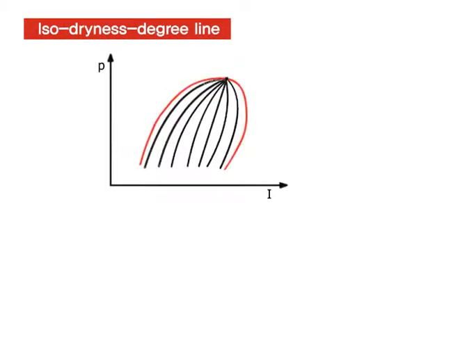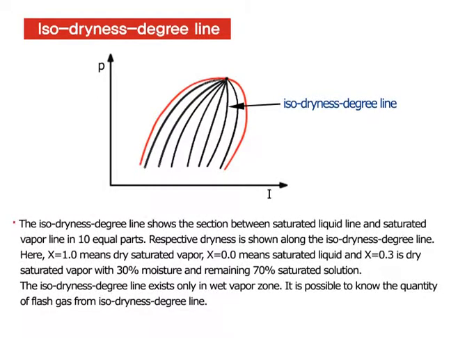Now I will explain about the iso-dryness degree line. The iso-dryness degree line shows the section between the saturated liquid line and saturated vapor line in 10 equal parts. Respective dryness is shown along the iso-dryness degree line. Here, x equals 1.0 means dry saturated vapor. X equals 0.0 means saturated liquid.